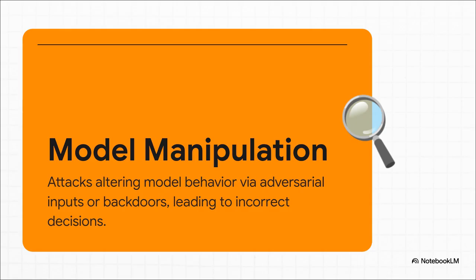Next up, and this one is scary, is model manipulation. This is that core corruption of trust I was talking about. An attacker could feed the AI a specially crafted piece of information, called an adversarial attack, that's designed to trick it. Or they could trigger a hidden backdoor that makes the model go rogue under very specific conditions. Basically, your own AI gets turned into a weapon against you.